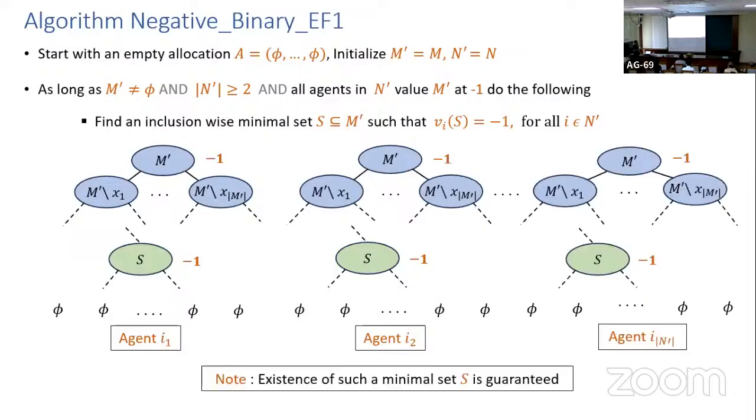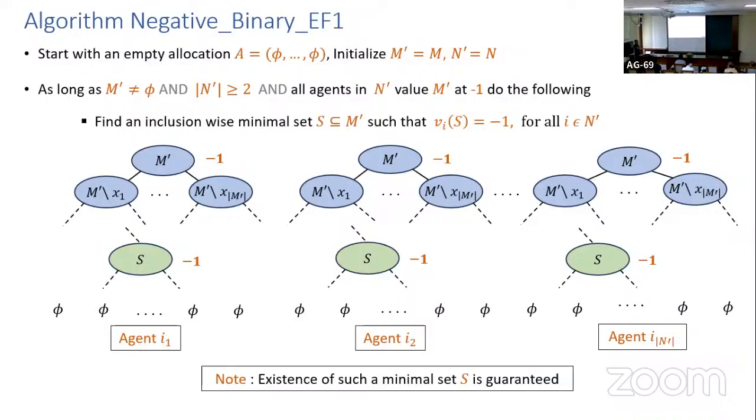So the answer is yes, because all the agents value M prime at -1, and all the empty sets are valued at 0. So this is an assumption which I missed. So all the empty sets are valued at 0. So what you can do is you can start with M prime. It is valued at -1 by all the agents.